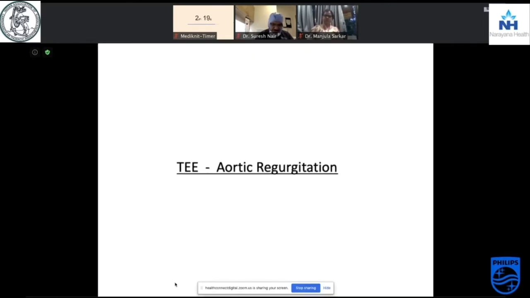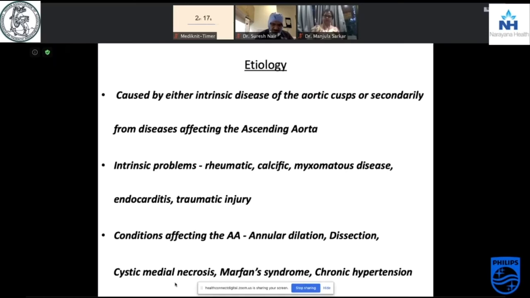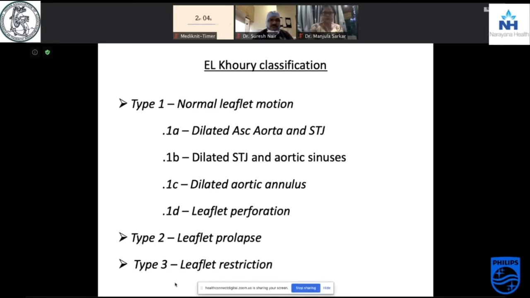And let us start with aortic regurgitation. Etiologically, it can be caused by intrinsic disease of the aortic cusps, such as rheumatic or calcific degeneration, and also myxomatous disease. And it can also be caused by disease of the root itself. Just like Carpentier's classification for MR, we have El Khoury's classification for aortic regurgitation. They are classified based on the leaflet motion, type 1, type 2, and type 3.